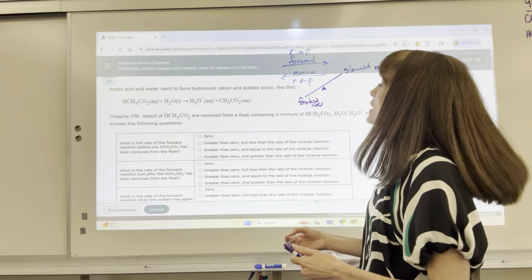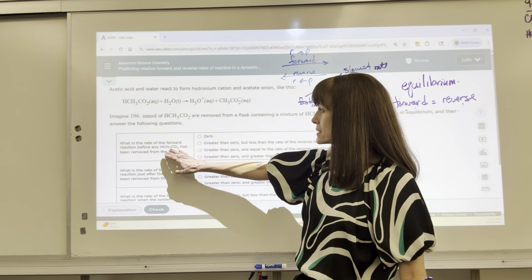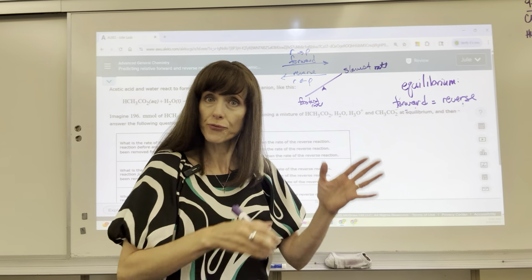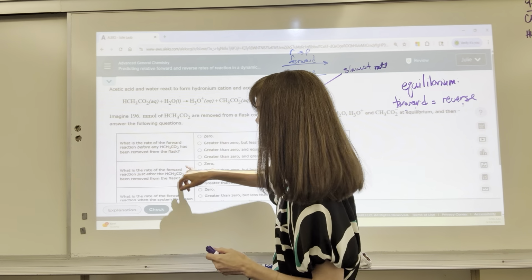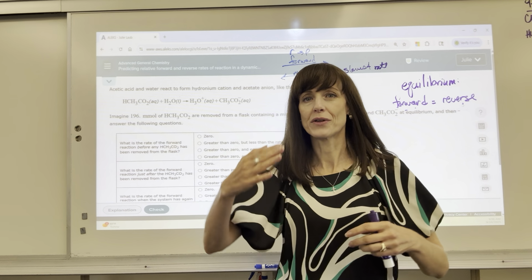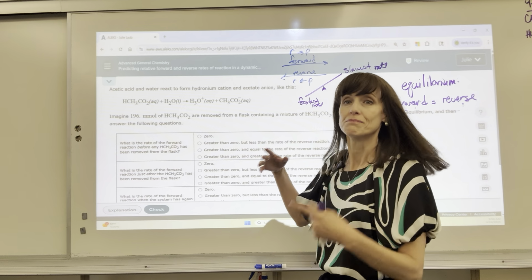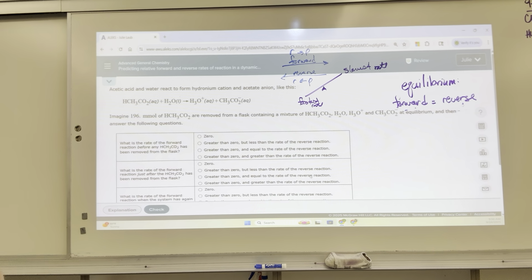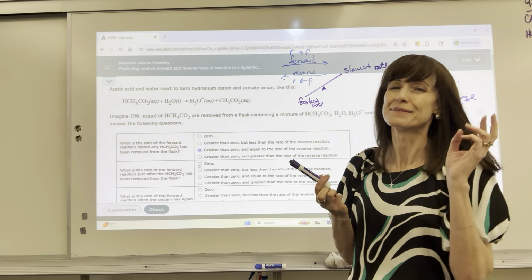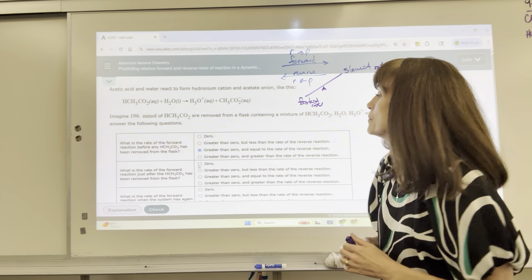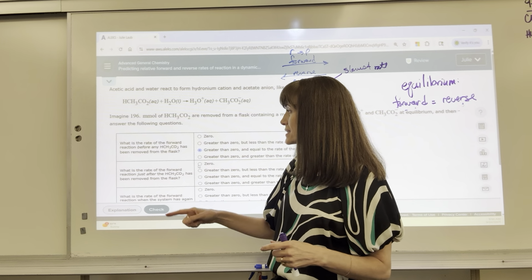Let's answer these questions. It says, what is the rate of the forward reaction before any of the acetic acid has been removed? Well, they tell us before we remove any, we are at equilibrium. So if I'm at equilibrium, what do you know about the forward and reverse rate? They're equal. So your answer right here is, if you start at equilibrium, the forward and reverse rates are equal to each other. I'm focusing on that word right there.